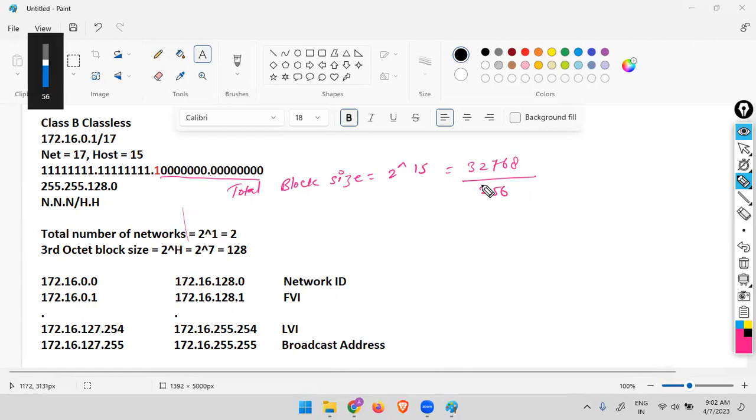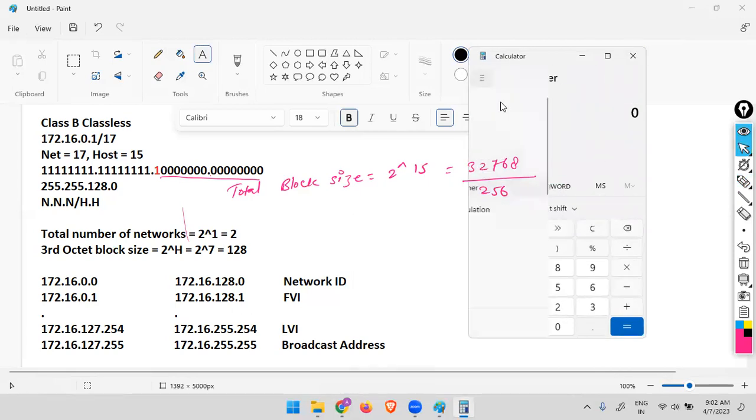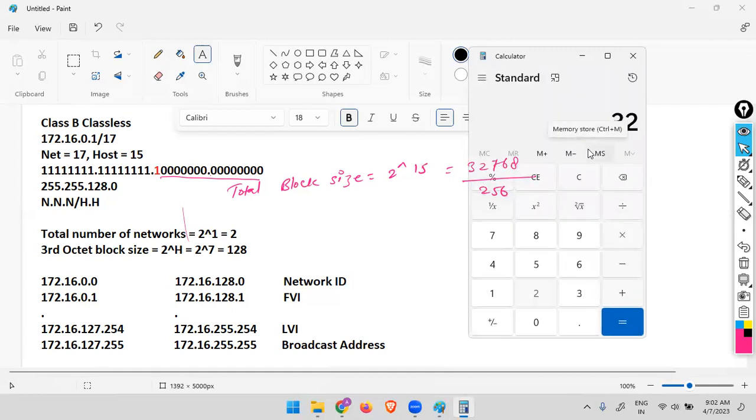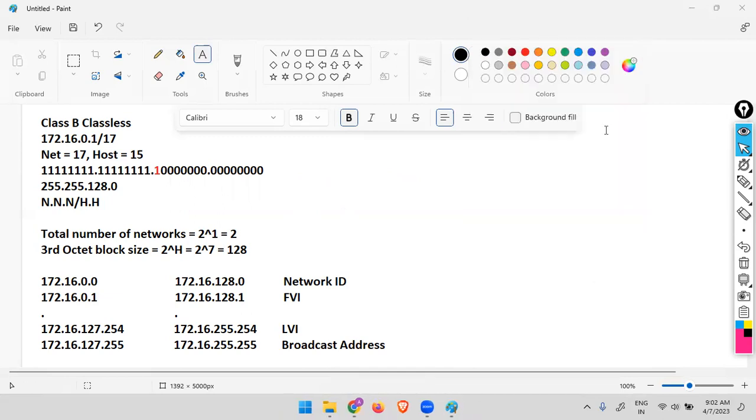If you divide 32768 by 256, that is the ultimate answer you are going to get again. So you do not get confused, that's why I gave you the direct method. Otherwise, in class A, we would be working in the second octet, and that would make you even more confused.